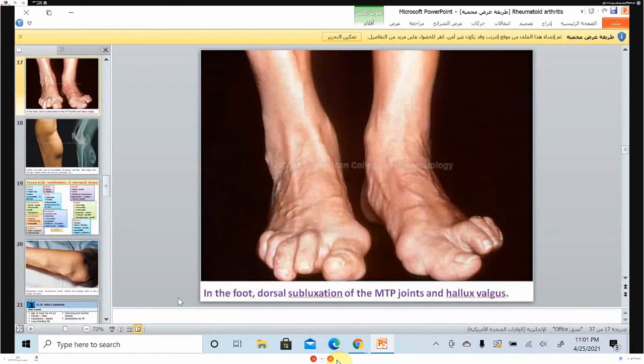In the foot, dorsal subluxation of the metatarsophalangeal joint and hallux valgus, meaning hallux valgus deformity. We have varus and valgus. Valgus means outside, lateral.